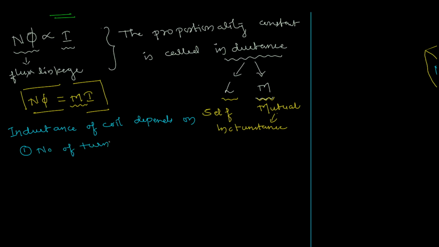So it does in fact depend on N, the number of turns that your coil has. The inductor is going to look like this. This is how you represent the inductor. So the inductance of a coil depends on the number of turns. Second, it depends on the medium.